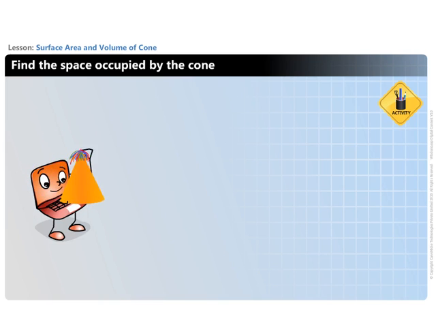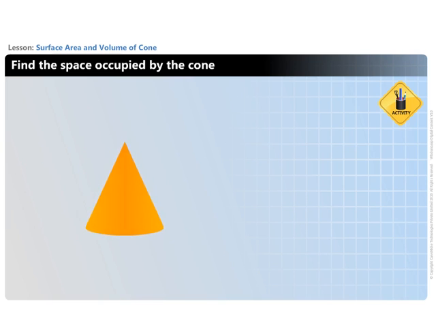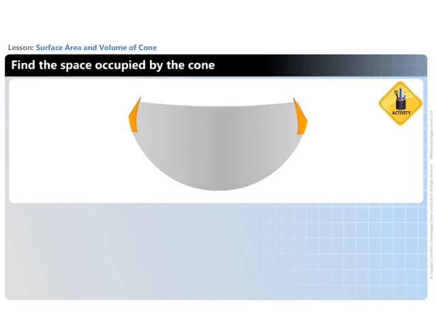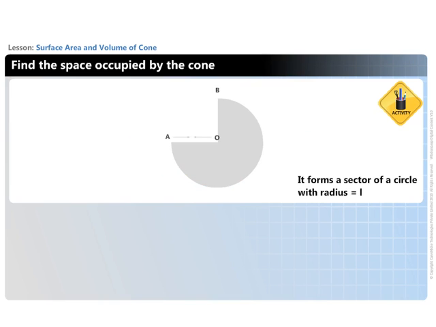YB can lend us his cap to solve this problem. Let us first find the curved surface area of the cone. Take the cap, which is in the shape of a right circular cone. Cut the cap along the length of the slant height, say l. Now open it up and spread it on a plane surface. It forms a sector of a circle with radius l.